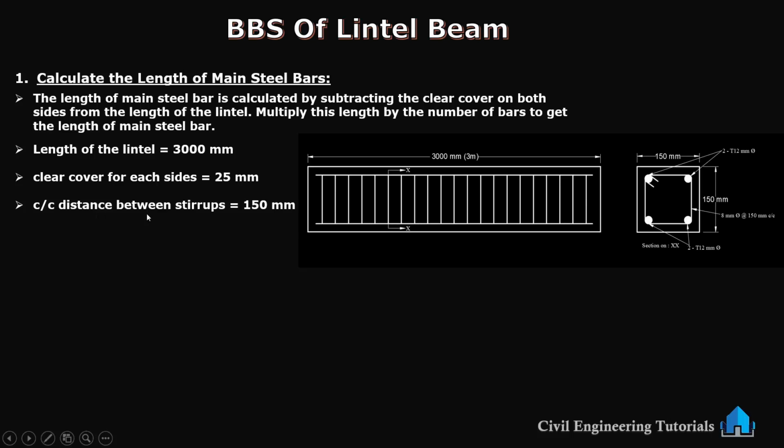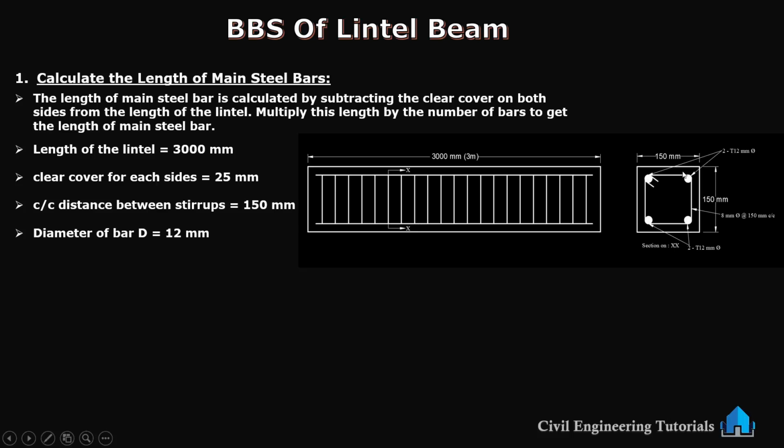Clear cover on both sides, this side and this side, 25 mm. Center distance between stirrups 150 millimeter. Here you can see 150 mm center distance. Diameter of bar 12 mm. I have 4 numbers of bars, diameter of bars 12 mm. This is the section I have taken of the lintel beam, and if I see from this side, I can see the section on x-axis like this.